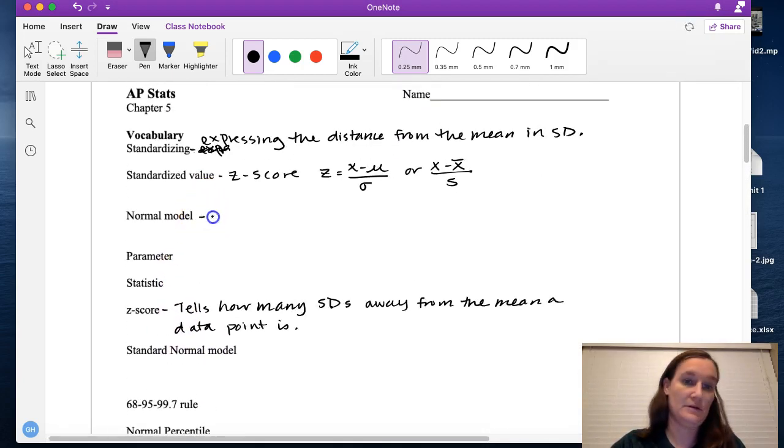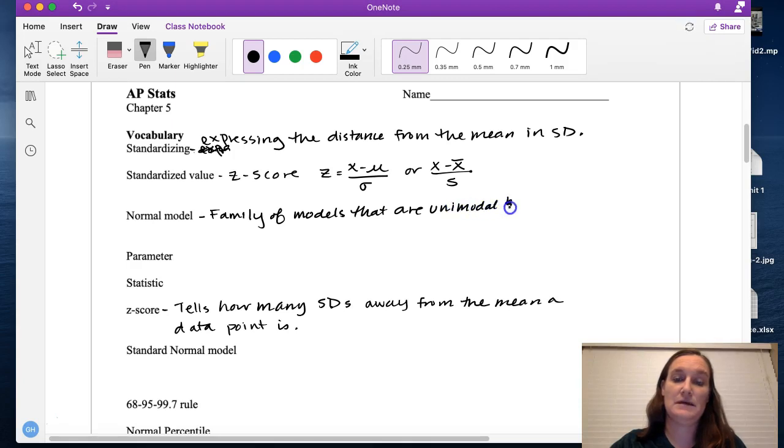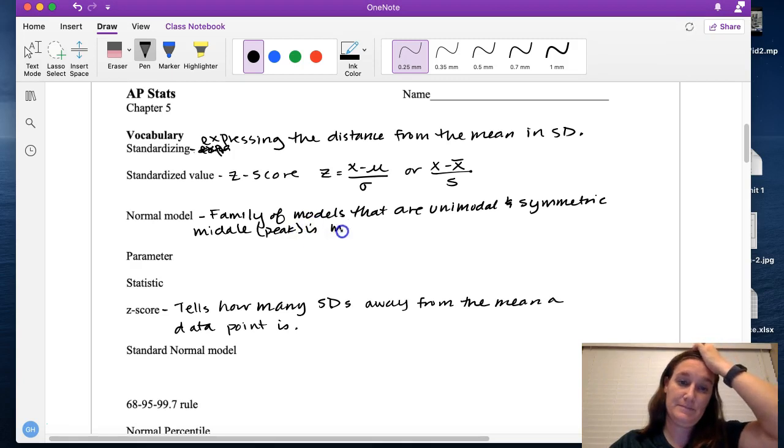All right, we're going to go back up and do a little bit more vocabulary. So a normal model is a family of models that are unimodal and symmetric. Unimodal has one peak. Symmetric means that it's a mirror image on either side. The very middle, the peak, is the mean and median, because for a symmetric one, they are the same.